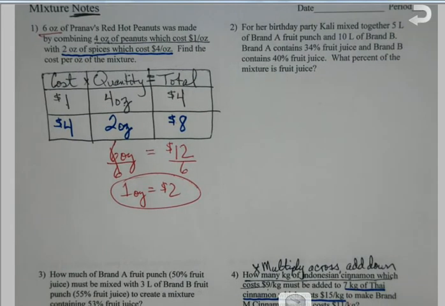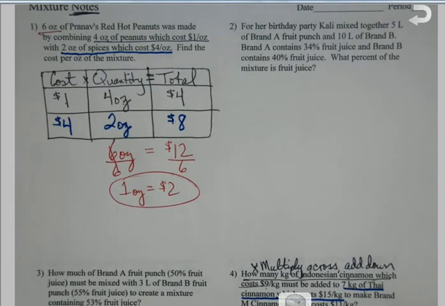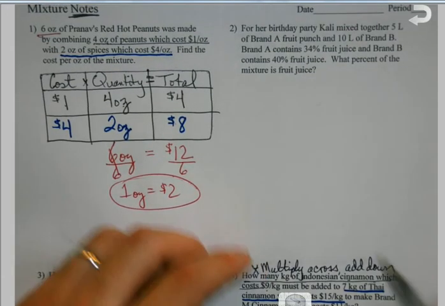For her birthday party, Callie mixed together 5 liters of brand A fruit punch and 10 liters of brand B. Aren't these just fancy names? Brand A contains 34% fruit juice and brand B contains 40%. What percent of the mixture is fruit juice? It would be nice if they were the same liters, then we could just divide by 2, but they're not.